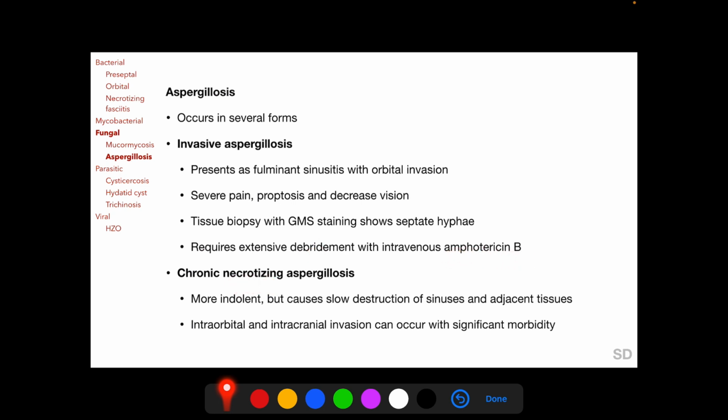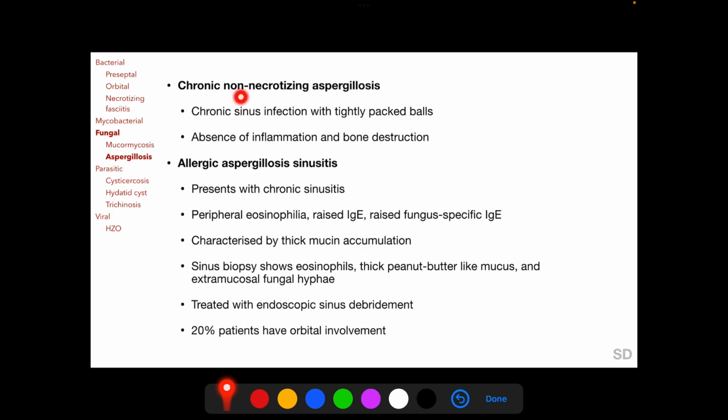Chronic necrotizing aspergillosis is less fulminant and more indolent, but still causes destruction of sinuses and adjacent tissues, and can have intraorbital and intracranial invasion with significant morbidity. And there is also a non-necrotizing form of chronic aspergillosis, where we find tightly packed fungal balls within the sinuses, but with absence of inflammation and absence of bone destruction.